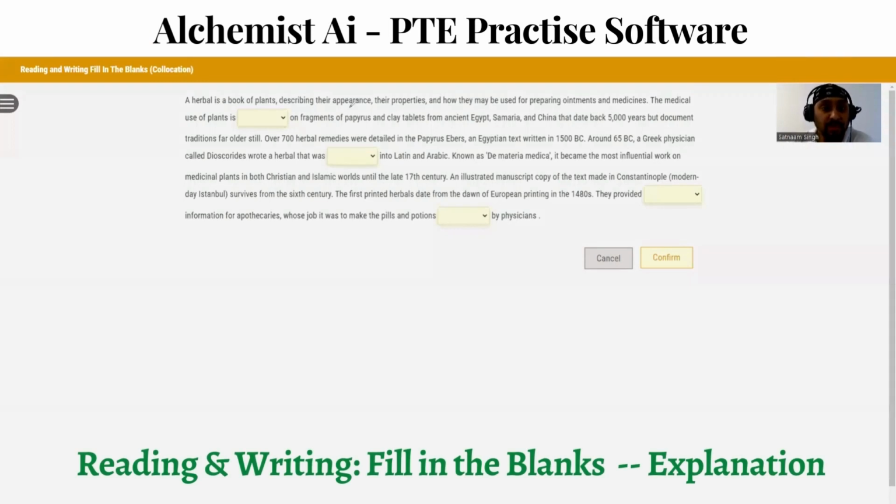Okay, everyone, let's have a look. What is this question about? We can have a look by going through this question. We can see that this is about some kind of medicines and extracts and things like that. All right, let's start reading through it.